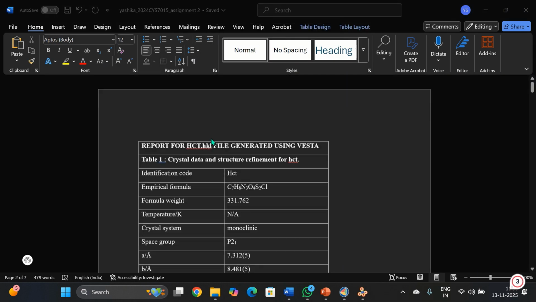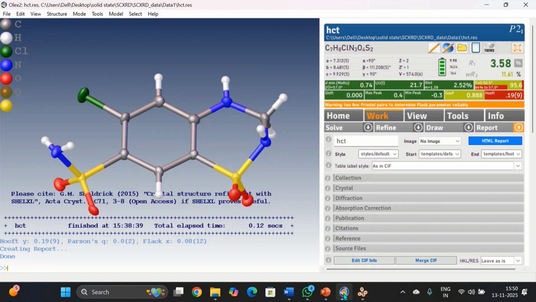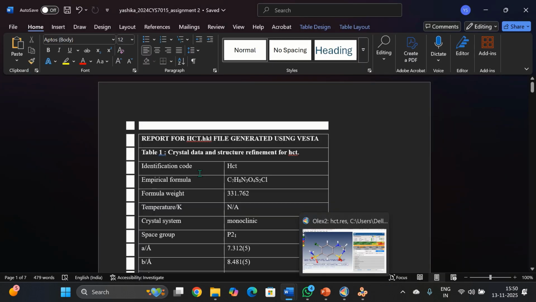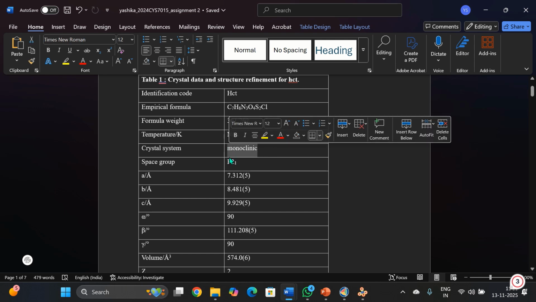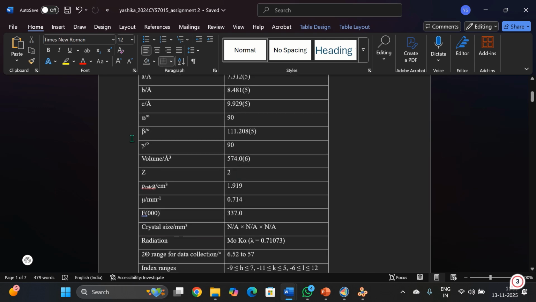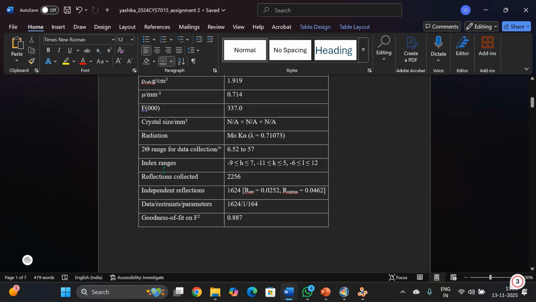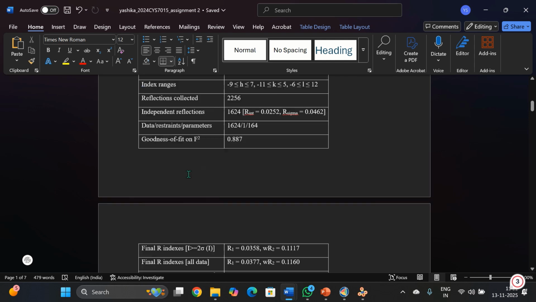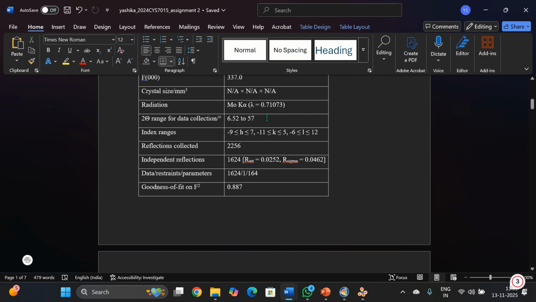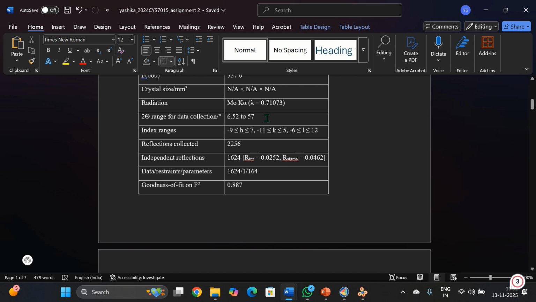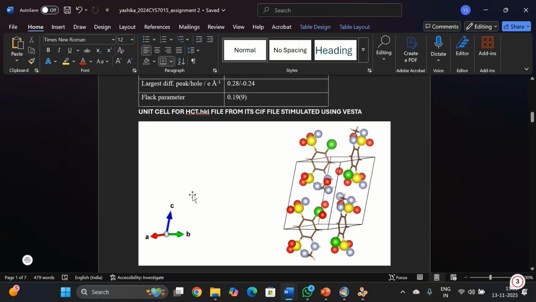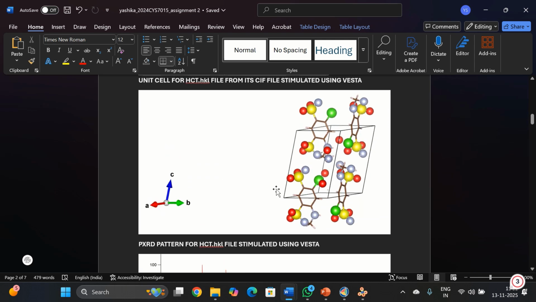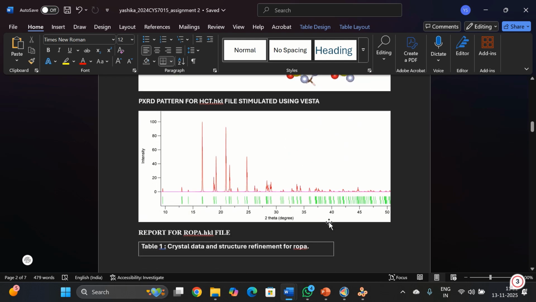So the report from the Olex file that we have created, the report that has been downloaded from this position, has been reported in the Word file like this, which contains the identification code of the file, the empirical formula, the crystal system that it belongs to, the unit cell parameters, the interfacial angles, the volume of the unit cell, and other important information. It also includes the radiation that has been used for the PXRD data collection, how much radiation was used and what kind, and the unit cell structure which we have simulated using Vesta, and the PXRD pattern.